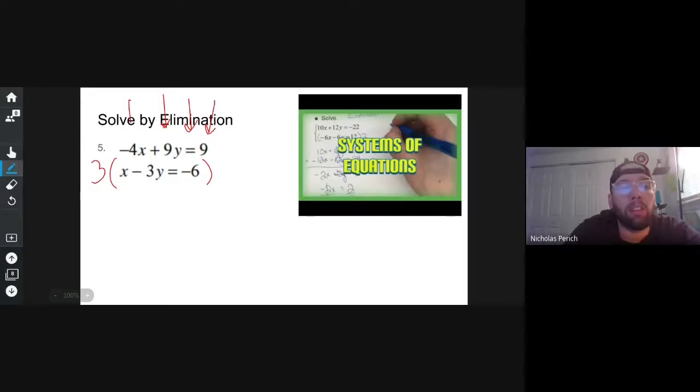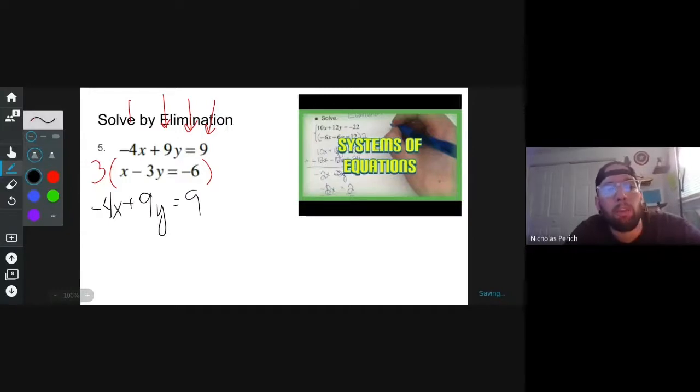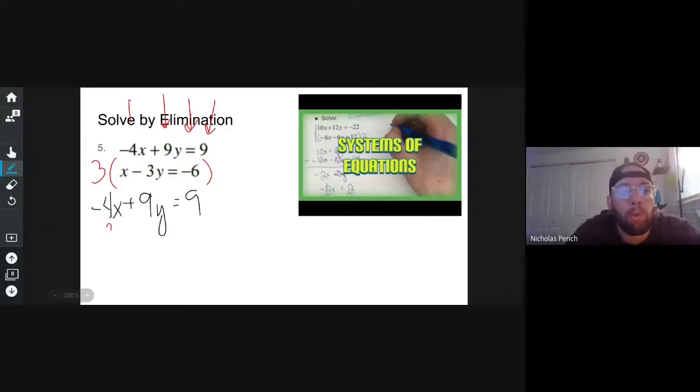So I'm going to rewrite the top equation. The top equation was negative 4x plus 9y equals 9. I decided that if I multiply the bottom equation by 3, I'll end up with 3x minus 9y, which is what I want, equals negative 6. By doing... rewind. I forgot to multiply 3 to negative 6, so that should be negative 18. Silly goose, silly Mr. Parrish.